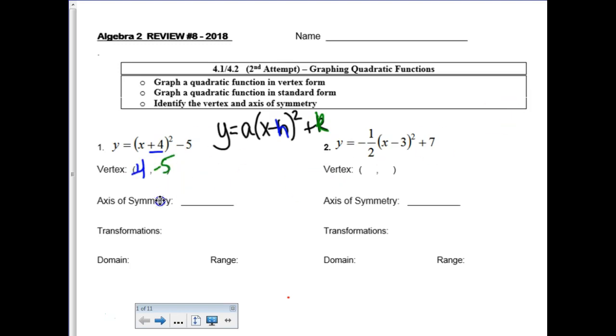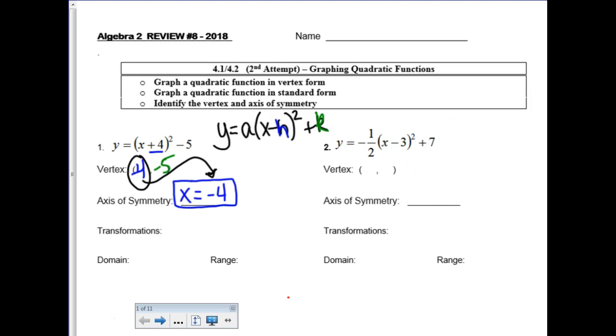Now the axis of symmetry is the line that cuts through your parabola. So it's always x equals whatever the h value was. So for us, that would be x equals -4. Last time some of you lost some points because you didn't write the axis of symmetry as a line. So make sure you're writing x equals and then whatever the h value of your vertex is.